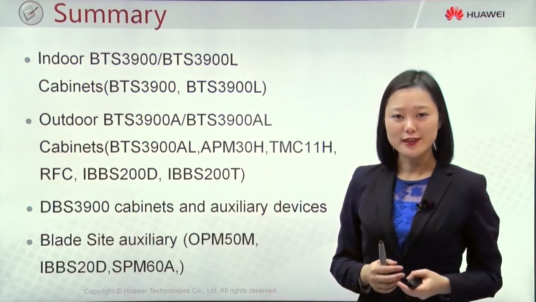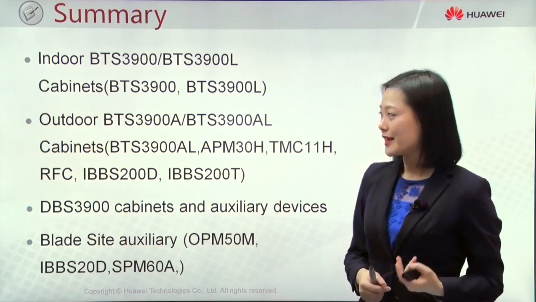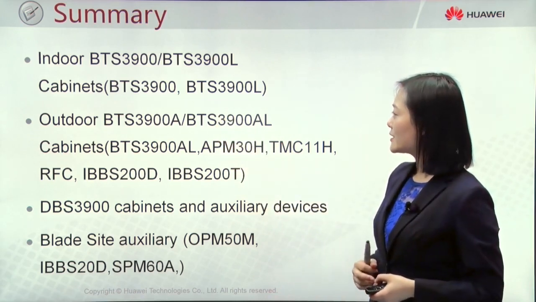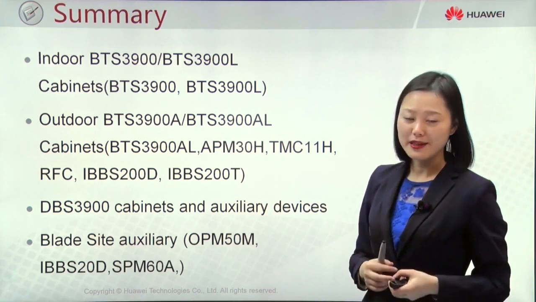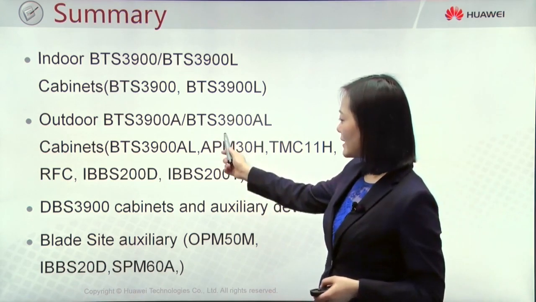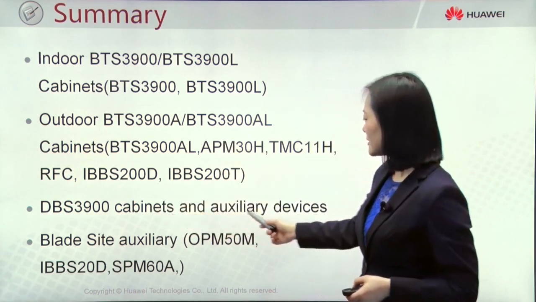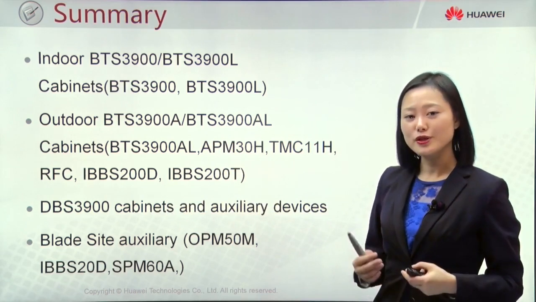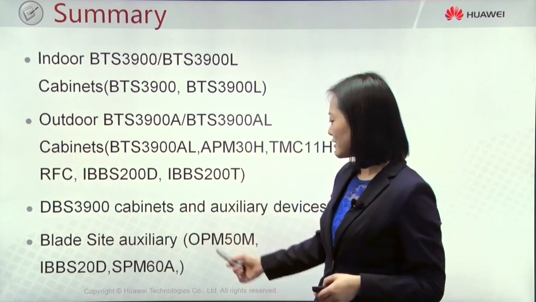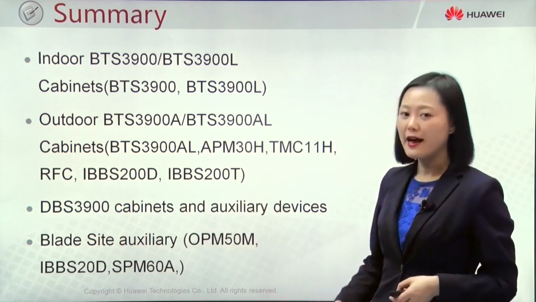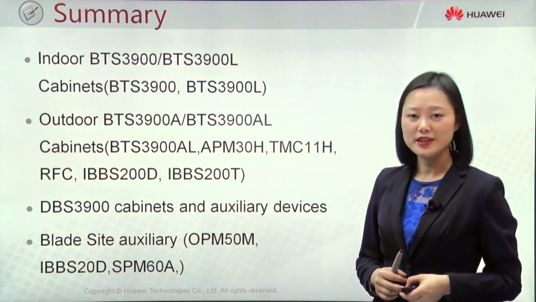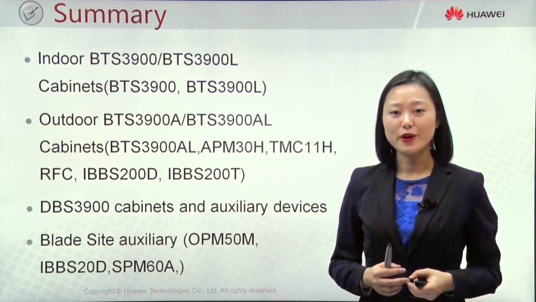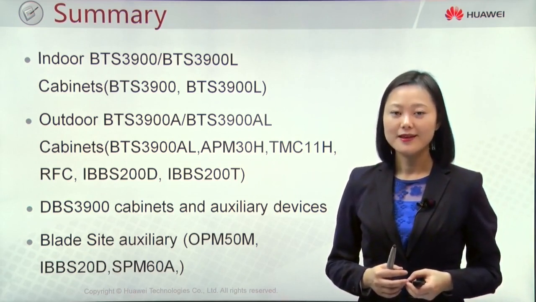So that's all for this chapter's content. Let's have a summary. We introduced the indoor BTS 3900 and 3900L, the corresponding cabinets, and the outdoor BTS distributed base station, the cabinet, and auxiliary devices. Also, we introduced the blade site auxiliary devices like the OPM50M, IBBS20D, and SPM60A. So, in the next chapter, we will continue to introduce typical configuration of eNodeB. Thanks for your time.